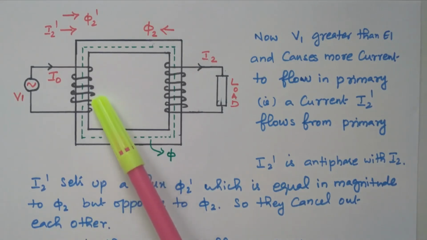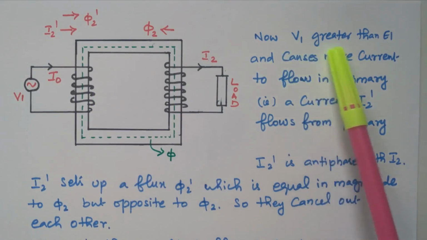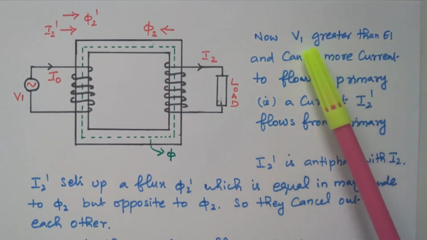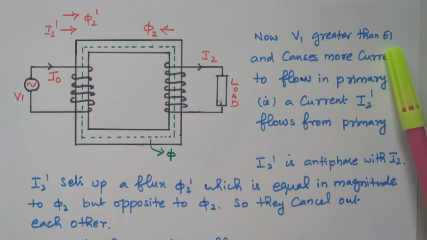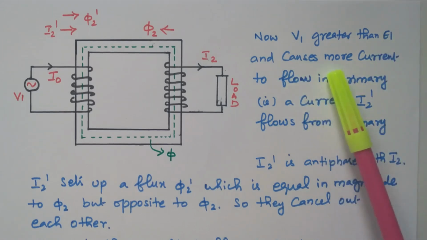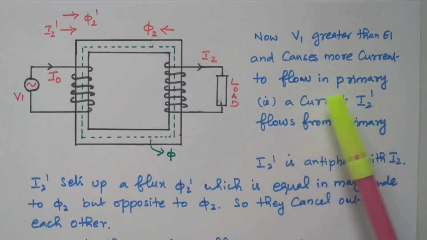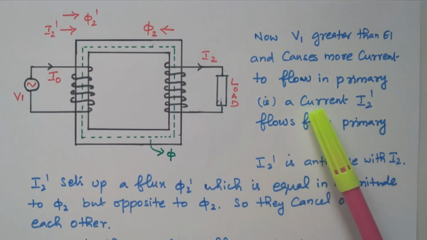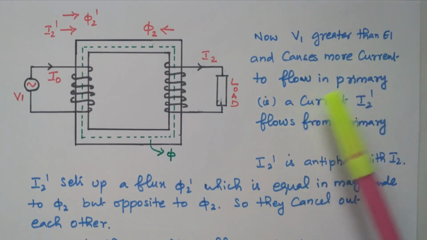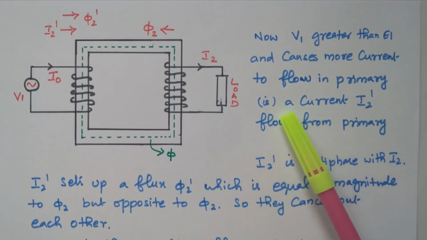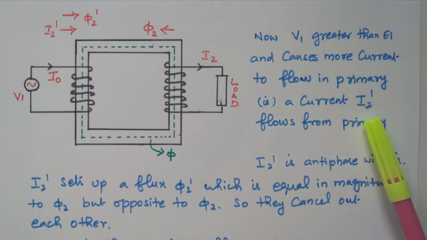Suppose E1 decreases, what will happen? Now V1 is greater than E1. The applied voltage is greater than the EMF induced. So that will cause more current to flow in the primary winding. So due to V1 being greater than E1, more current is flowing through the primary winding, that is called I2 dash. Already I naught is available. I naught is the current due to the no-load condition, in order to produce the flux in the primary winding.